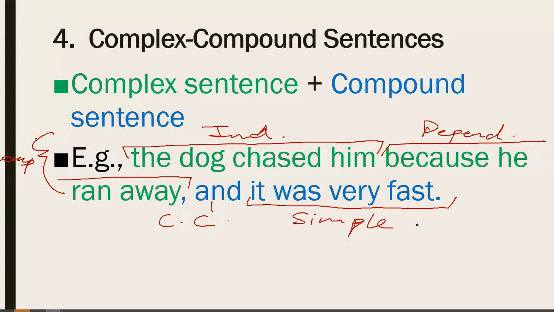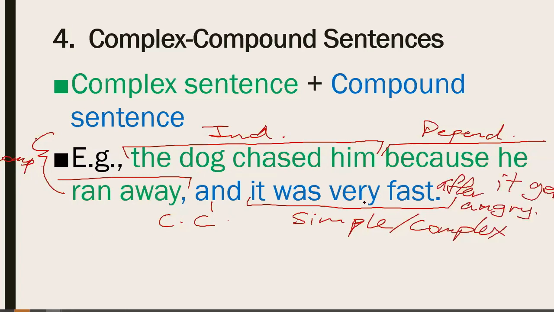Back here, you can also have a complex sentence. So that will make this a complex sentence. Why? Because the dependent clause is after it got angry.